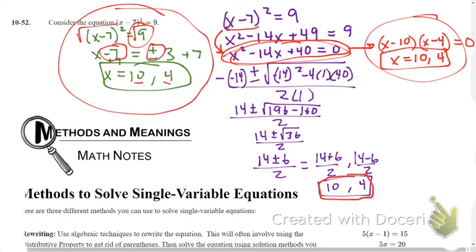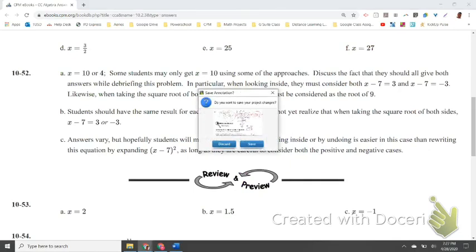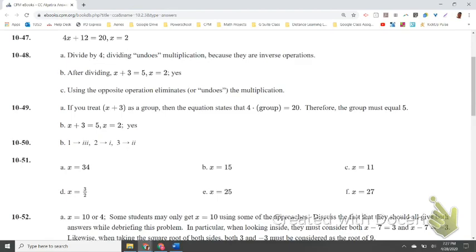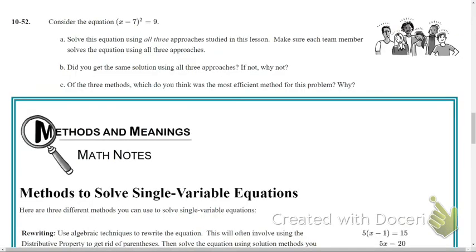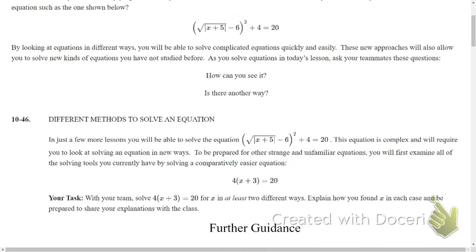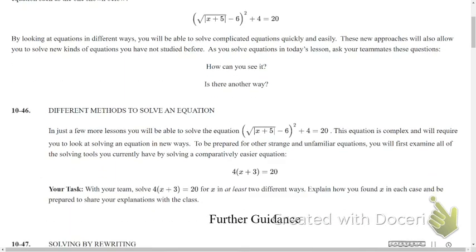Okay, so we haven't addressed the actual problem that was first introduced in the lesson. So to close today's lesson, I want you guys to attempt to solve that equation right there and see what you come up with. All right?